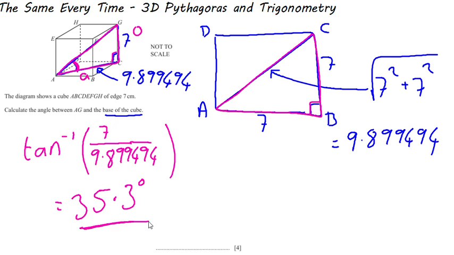Not as bad as it looks. The trick with these three-dimensional trigonometry, three-dimensional Pythagoras questions, is to look for the two-dimensional right-angled triangles inside the question. And of course, your first move, if you can't think of doing anything else, find the length of the diagonal of the base.